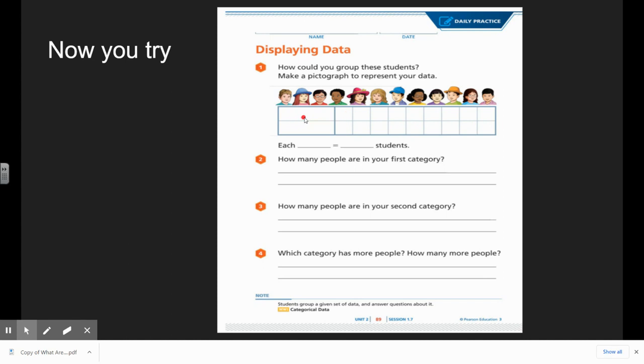So for the first category, hats, I would draw a picture of a hat here and here. If each hat represented 2, that would be 4. And for the no hat category, how many hats would I need to draw? Well, remember there were 8 students without hats, so I would need to draw a hat 4 times. So 2, 4, 6, 8. And then you can answer the questions about your data.